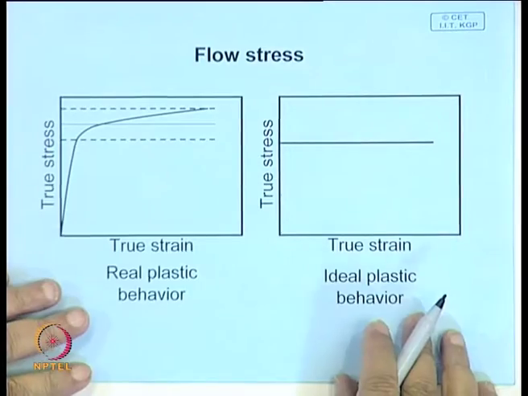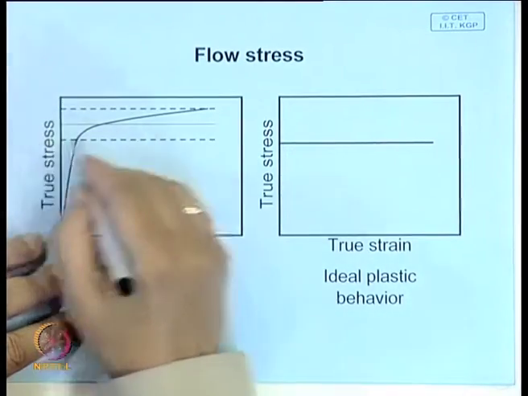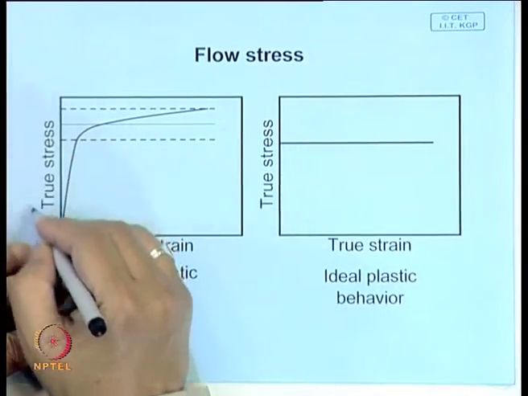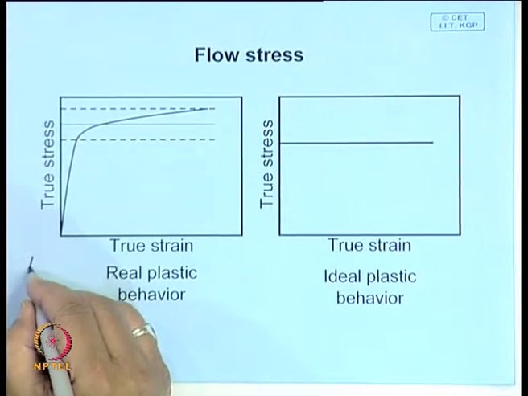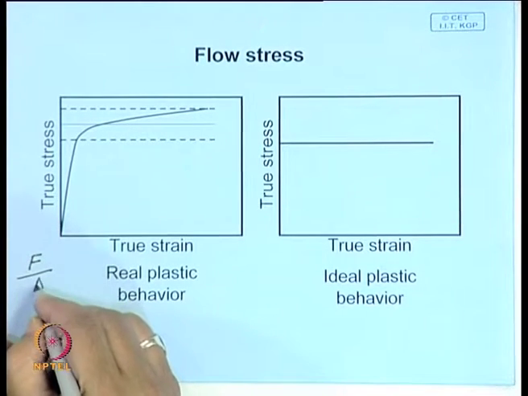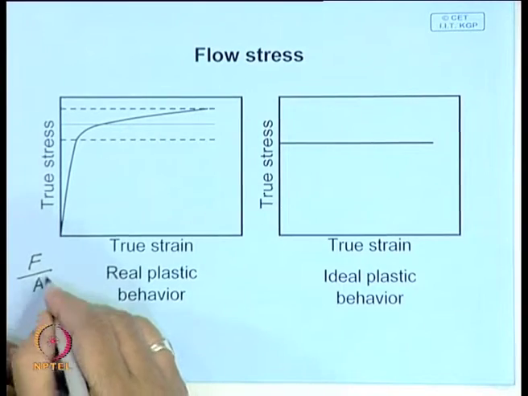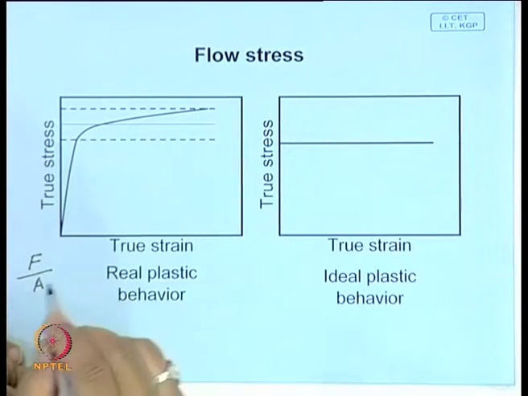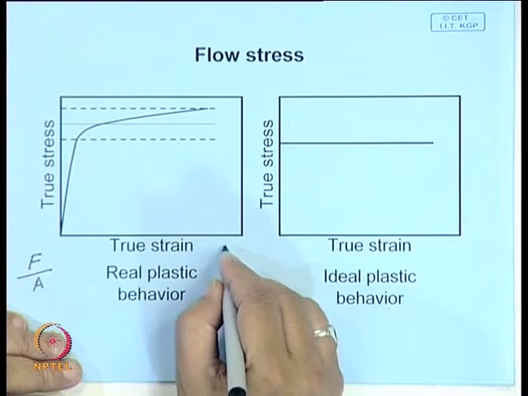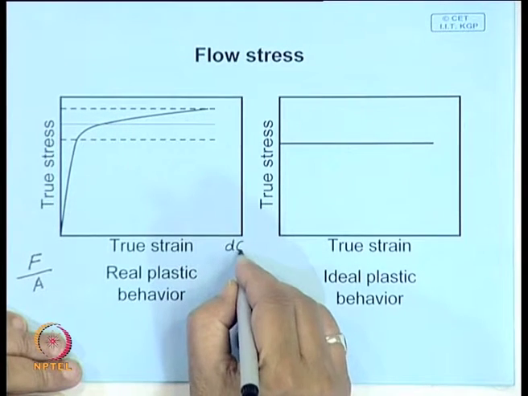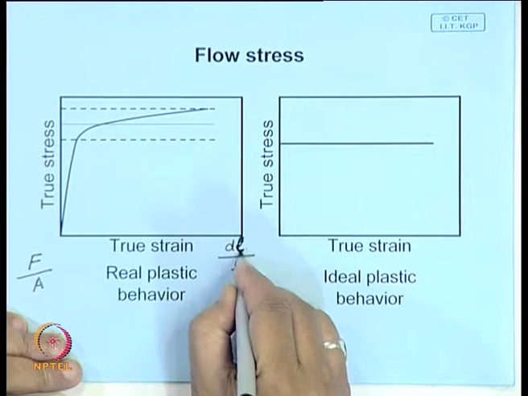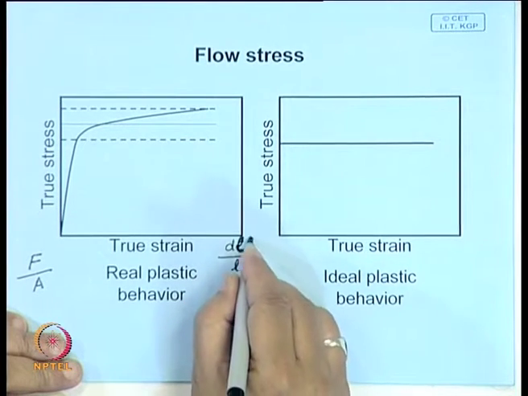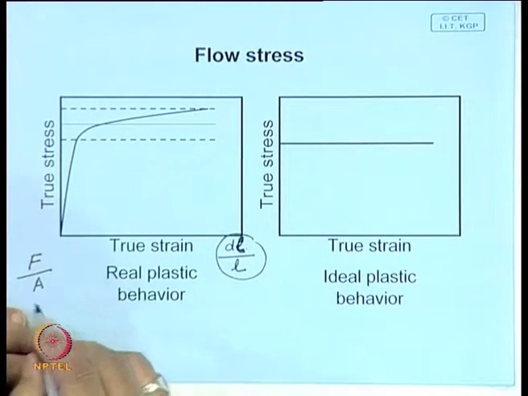And this is shown over here. As we mentioned, in metal working we are more interested in true stress. So, true stress means load or force per unit area, but this is not the original area, this is the instantaneous area. And similarly, true strain is change in length over instantaneous length. So, this is true strain.